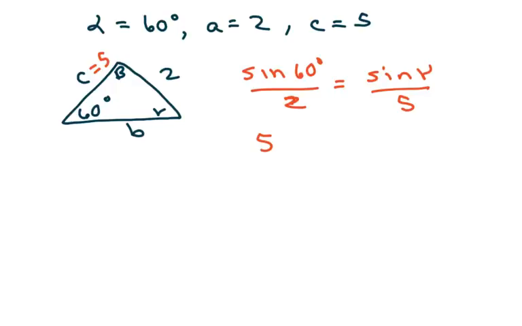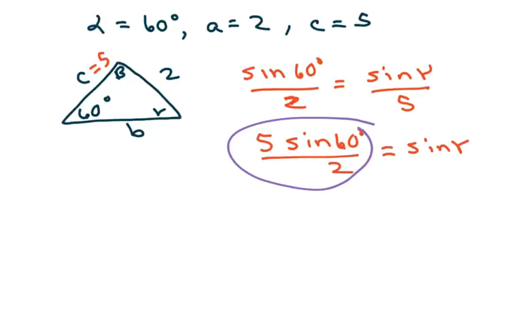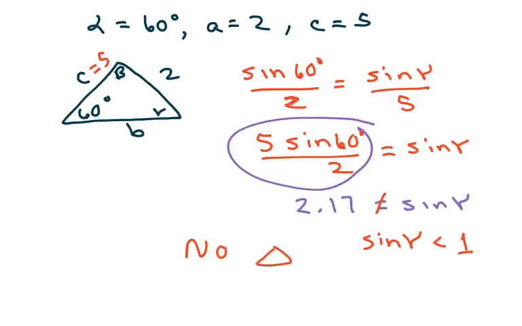You cross multiply, you get 5 sine of 60 over 2 equals sine of gamma. I'm going to put this in the calculator, and I get 2.17, which equals my sine of gamma, which is impossible. It can't equal that because sine of gamma has to be less than, it could actually equal 1, but let's just say less than 1. If it equals 1, then it'd be a right triangle. So there's no triangle here. It's just like the last one.